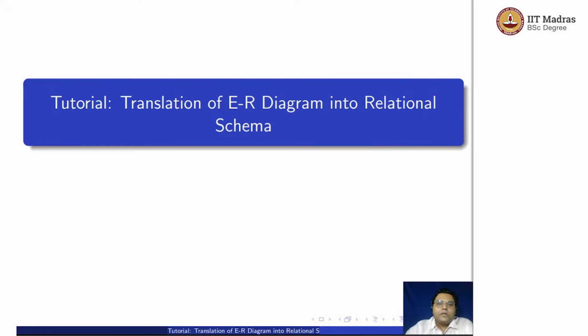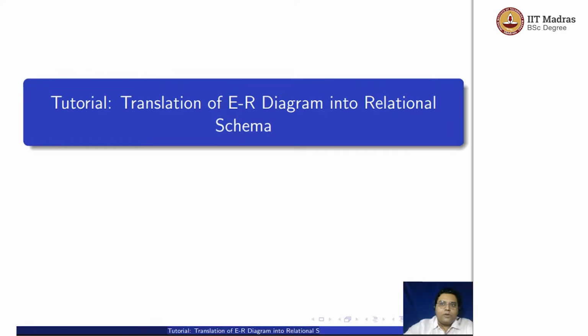Hello everyone. In this tutorial we are going to learn how we can convert an ER diagram into a relational schema. So what we'll do, we'll start with an ER diagram. We'll convert it into a number of tables and we'll also create some kind of relationship between the tables such that all the constraints specified by the ER diagram can be maintained, and also we can minimize the redundancy.